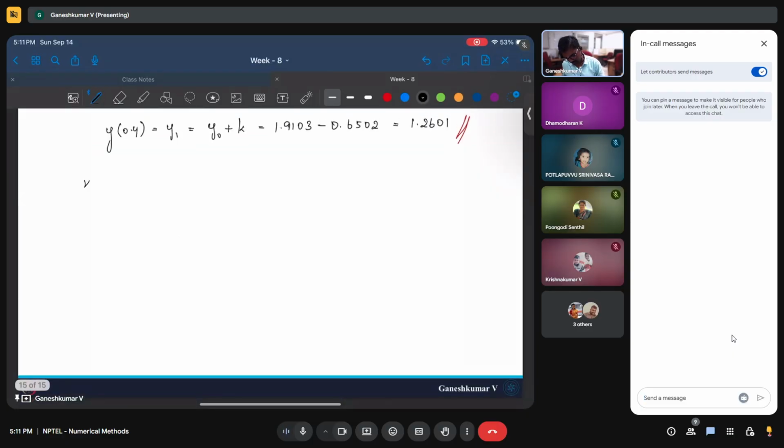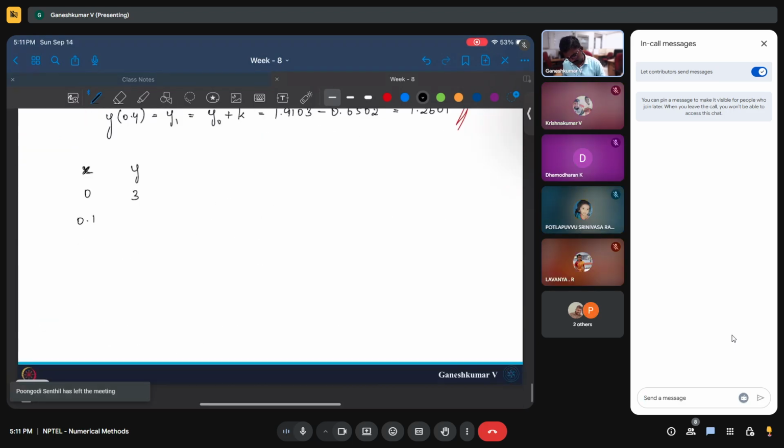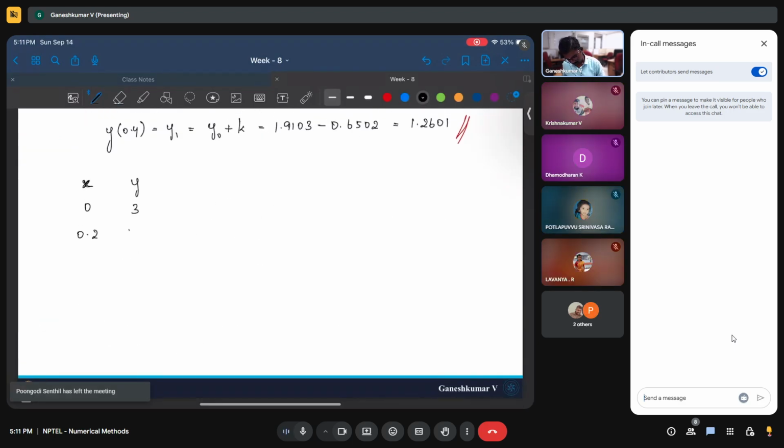So for example, let me write it down. X, y. So x 0, y 3. X at 0.2 is 1.9103, and x at 0.4 is 1.2601, and the exact value is 1.1959. So although we did a lot of calculation for Picard's method, our error was much greater.